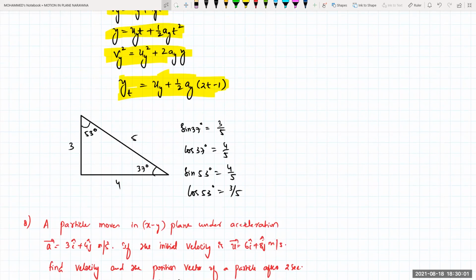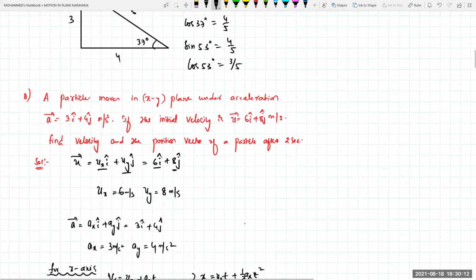And these trigonometry values you need to remember: 37, 53, and this one. Sin 37 is 3 by 5, cos 37 is 4 by 5, sin 30, sin 53, cos 53. Basic conditions. Okay? Now see this question.